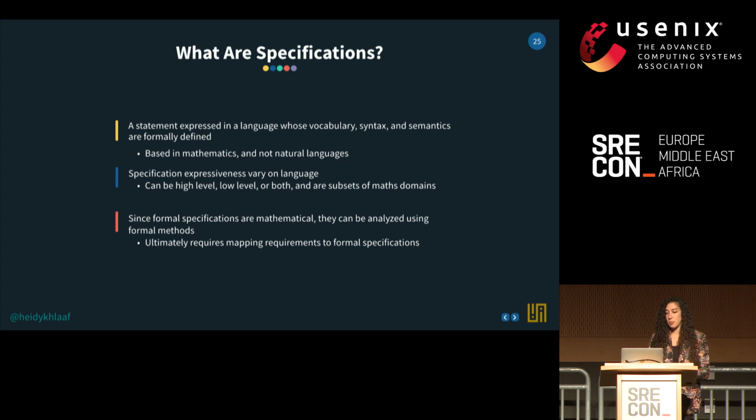A specification is a statement expressed in a language whose vocabulary, syntax, and semantics are formally defined. They're usually based in mathematics and not natural languages like most requirements are. Specifications vary depending on the language that you have. They can be high level, low level, both. They're usually some subset of a math domain, so it depends on that as well. And since formal specifications are mathematical, the whole point is that they can be analyzed using formal methods.